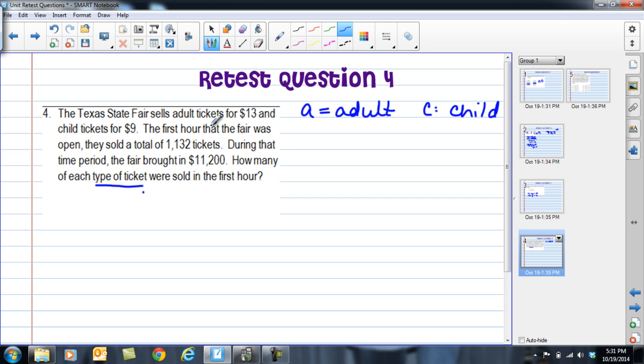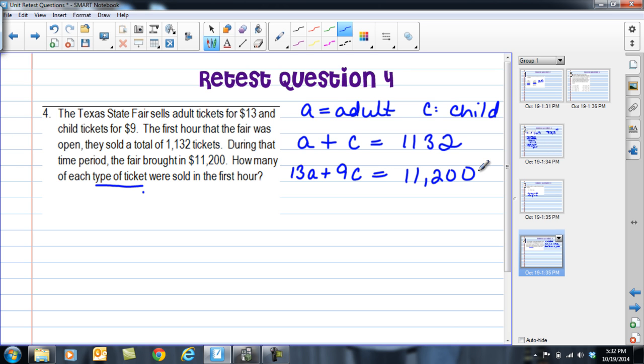Let's just deal with the number of tickets first, because there were a total of this many, 1,132. That was a combination of adult tickets and child tickets gave me that many total. So that's just my total amount. Now my dollar amount, my money, I'm going to have to include how much those tickets were worth. Well, adult tickets were $13. Child tickets were $9, and it was $11,200 that they came up with.